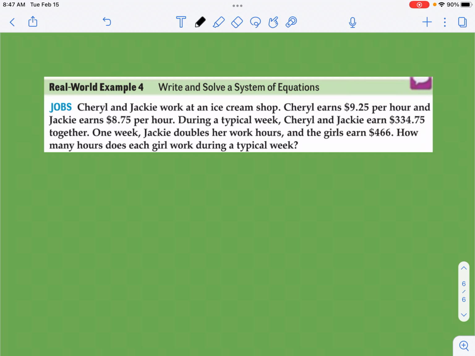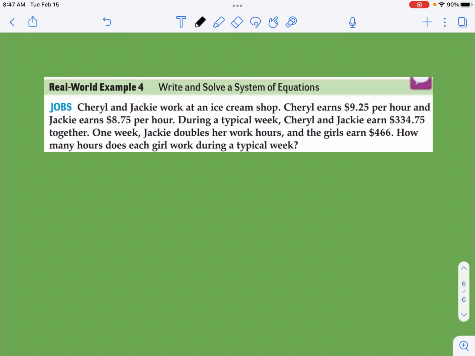Okay, so we have to know a couple of things. First of all, this is an old problem. Most people don't make those kinds of wages anymore, right? Which is a good thing because it's not very much.